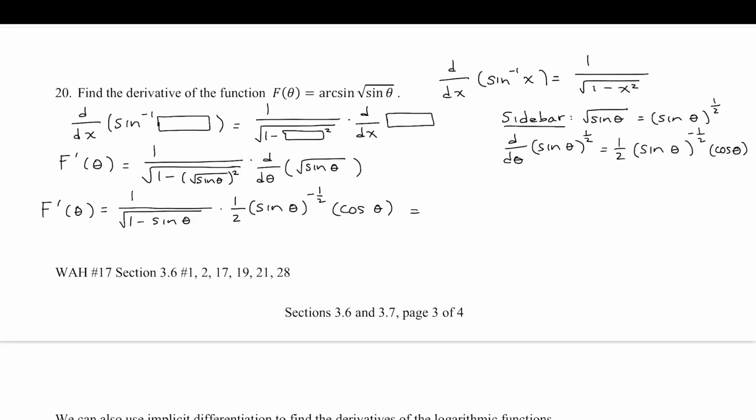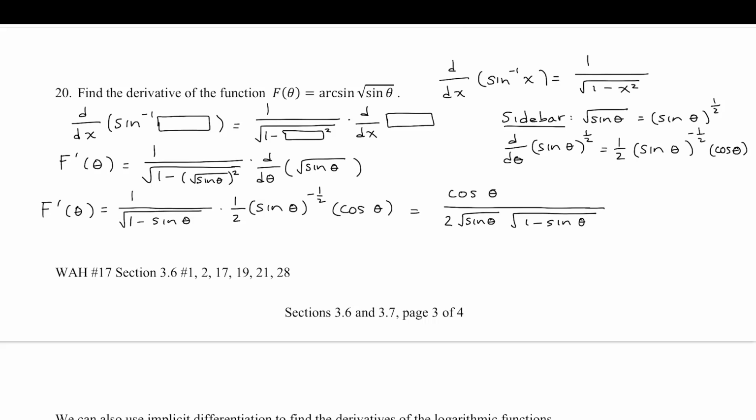Now again, should you simplify this? Well, I don't know about should. It would be nice if you understood how to do it. One way we could simplify it is with a cosine theta in the numerator, and in the denominator we have a 2. We have a square root of sine theta. That came from raising sine theta to the negative 1/2 power, and then we also have a square root of 1 minus sine theta.